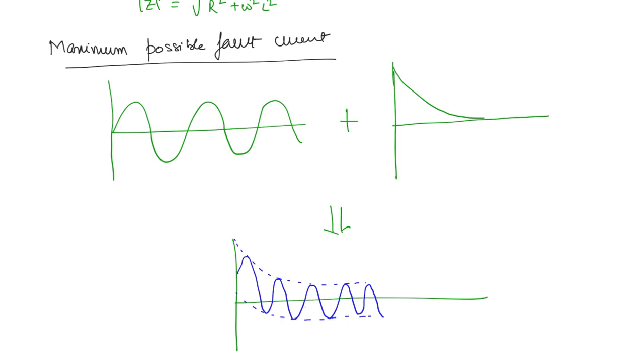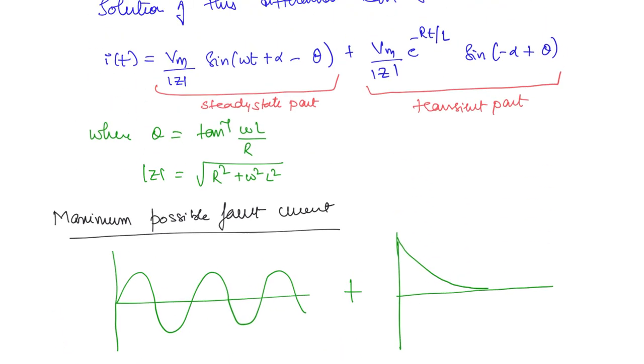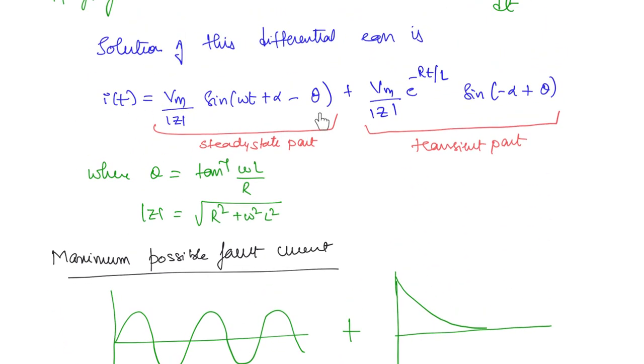So now what you can see here, the maximum possible fault current is going to be this peak, right? So this is termed as maximum momentary short circuit current, okay. So this is represented as IMM, maximum momentary. Now this value you can visualize from this expression.